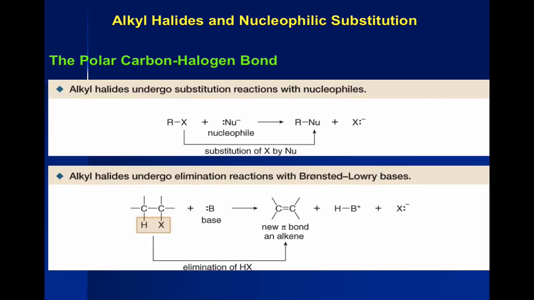So here we go, starting to talk a little bit about nucleophilic substitution. And so if we have an alkyl halide which reacts with a nucleophile, we're going to get a new carbon-nucleophile bond, and the halogen leaves away, and so we call it a leaving group. This is a common reaction that alkyl halides undergo.